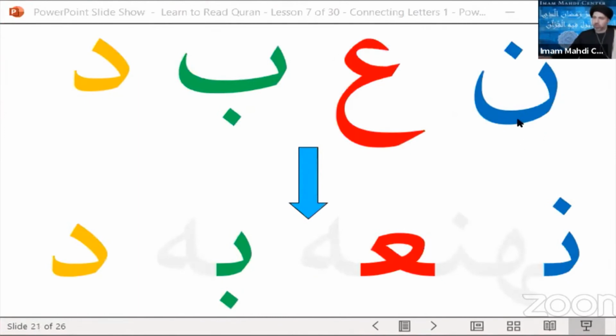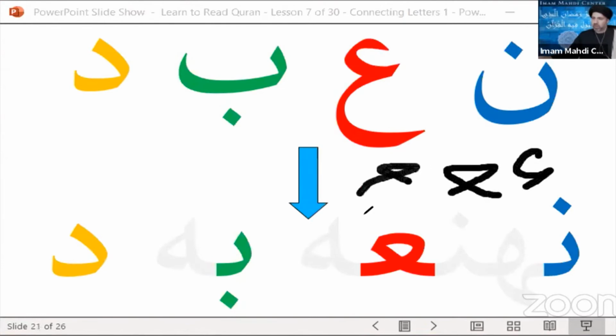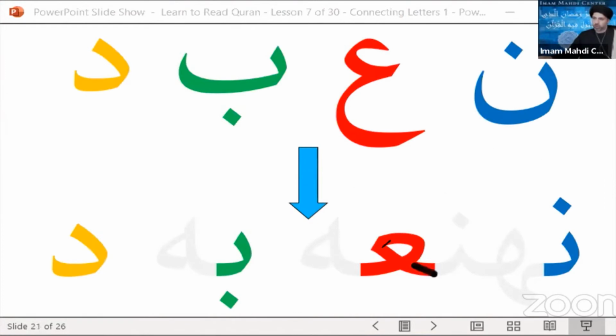We have a nun, ayn, ba, and dal. So what do we do? We drop the tail portion of the nun to keep just the small curved portion with the one dot. Now the ayn, remember the ayn has 3 forms. It has one form at the beginning of a word, one form at the middle of the word. If you remember, this is the ayn form at the beginning of the word. This is the ayn form in the middle of a word, and then this is the ayn form at the end of a word. So since this ayn is between a nun and a ba, it's between 2 letters, it's in the middle of the word, we're going to use the middle form, which is this one right here.